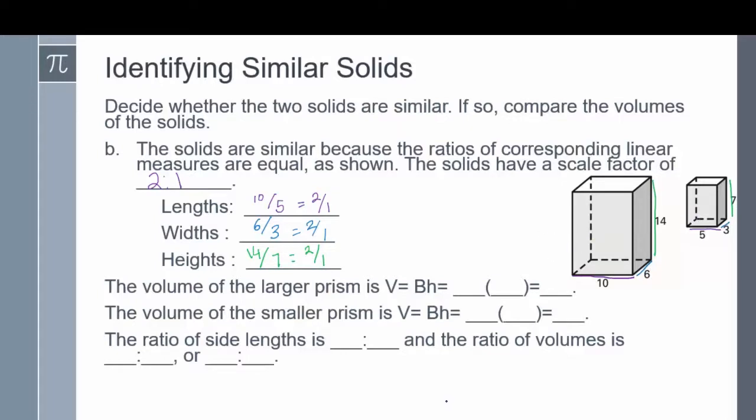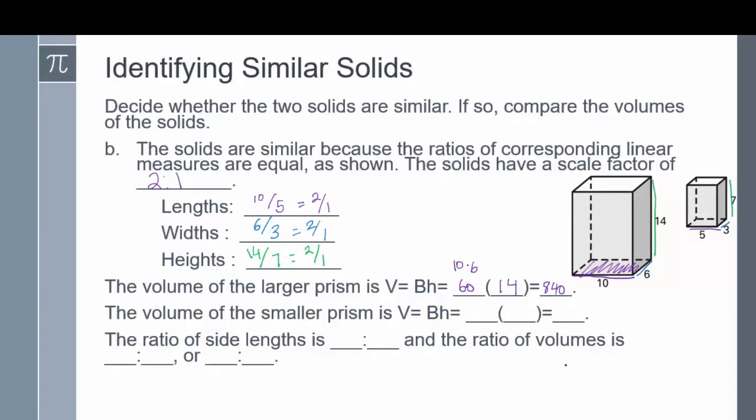Now that we know that the two prisms are similar, we can go ahead and find their volume. Remember, the formula for volume of a prism is base area times height, where your base area is the area of the base, which in this case is 10 times 6, which is 60, times your height, which is 14. 60 times 14 is 840 units cubed.